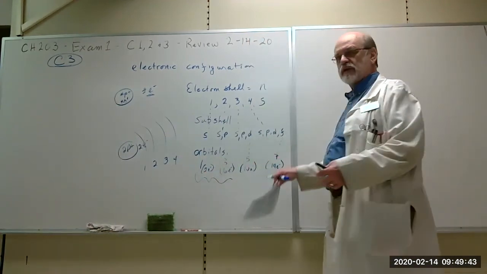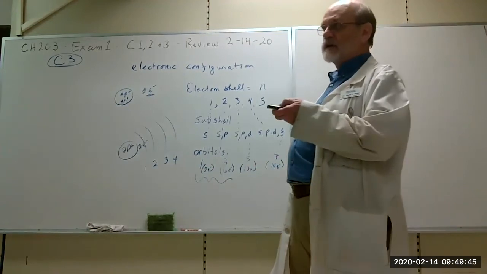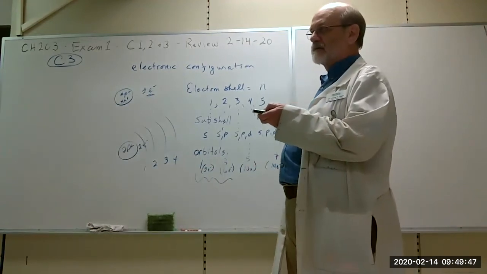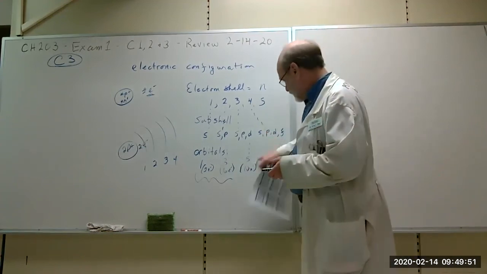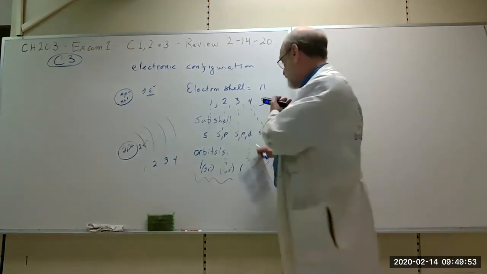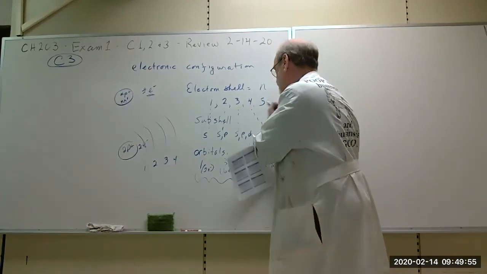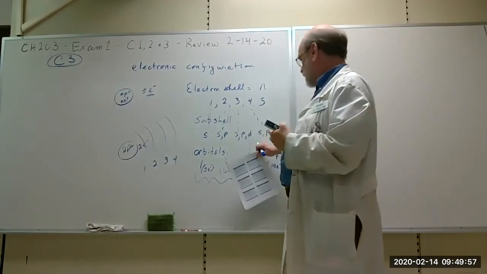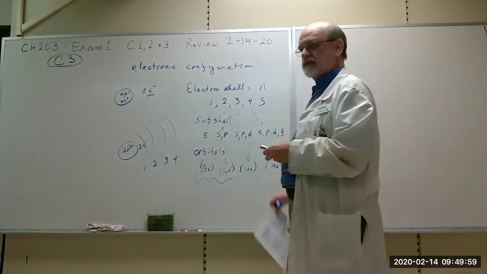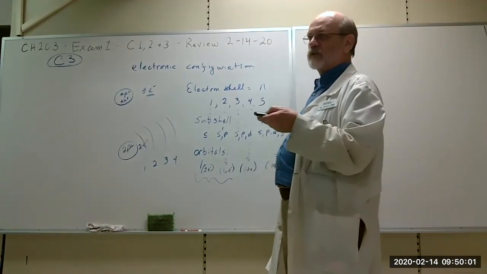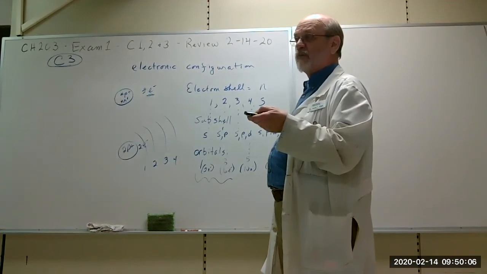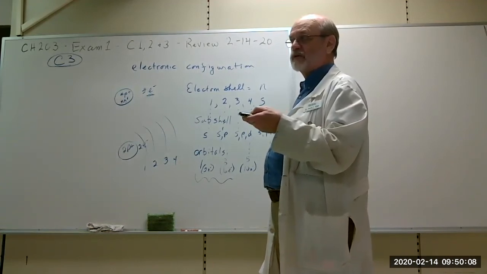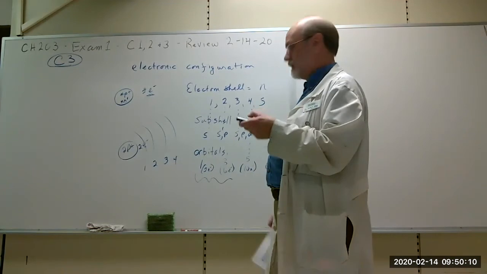Now you might be wondering where the D's fit in. All these guys right here are D's. But the way they fill up, these D's are not available until this S is full, the 4S. So that's why when you go to 4, you have 4S1 and 4S2, then you go backwards to 3D1, 2, 3, 4, all the way over to 10, 3D10.